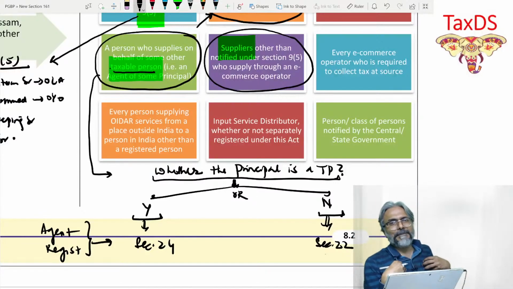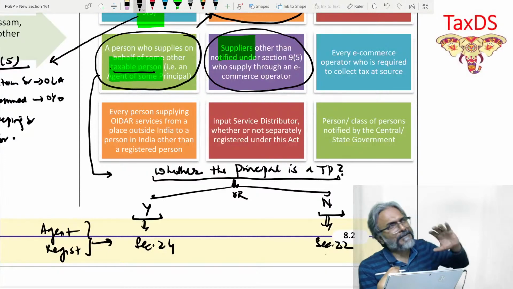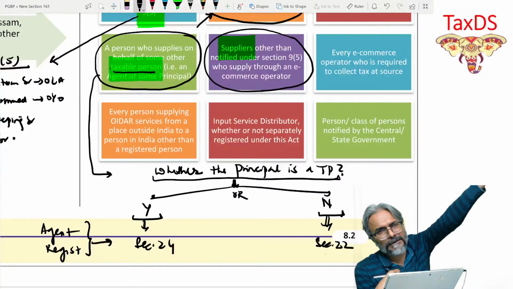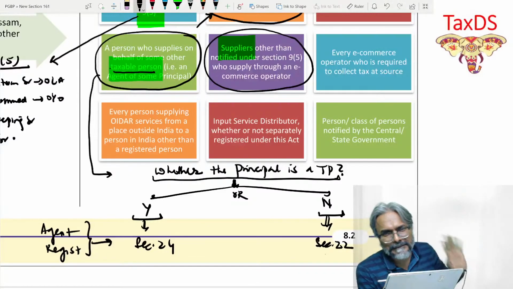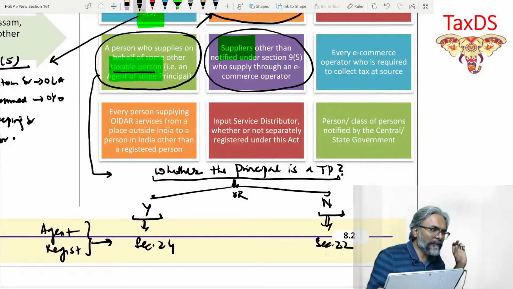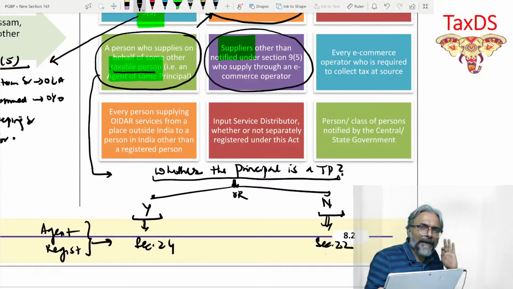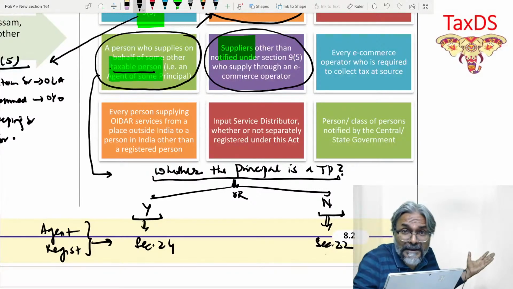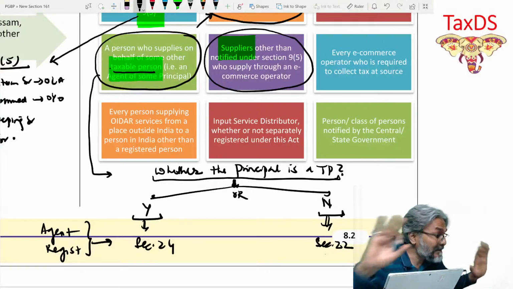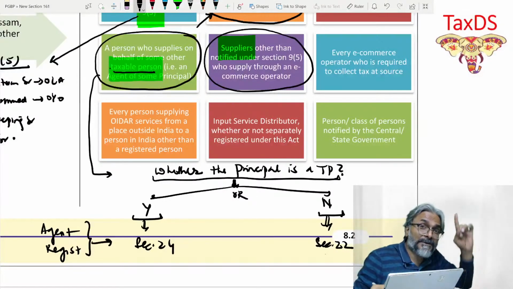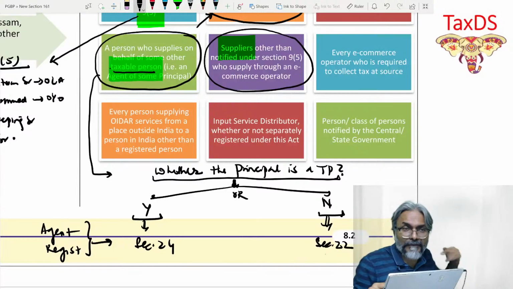Now if I am a supplier, students, and I am supplying goods of, say, rupees 5 lakhs, then am I liable to get myself registered under section 24? And the answer is yes. You say, but your turnover has not exceeded 20 lakhs or 40 lakhs or 10 lakhs, as the case may be. Doesn't matter. It is a compulsory registration. If I am supplying my goods through an ECO, that is it.